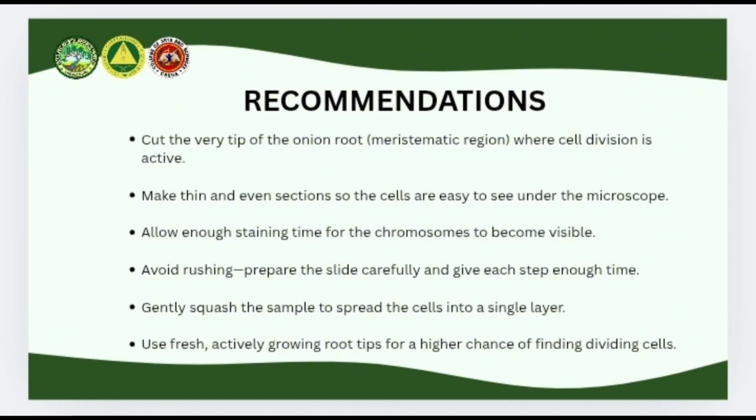After staining, gently squashing the sample spreads the cells into a single layer. We also encountered this problem because we spent most of our time on our first lab experiment on microscopy 2, and we didn't have enough time to finish this lab experiment, which is the mitosis, and so we failed to do it properly. Another recommendation is using fresh, actively growing root tips, which increases the chance of finding dividing cells. Keeping these tips in mind will help improve the results in our future experiments.